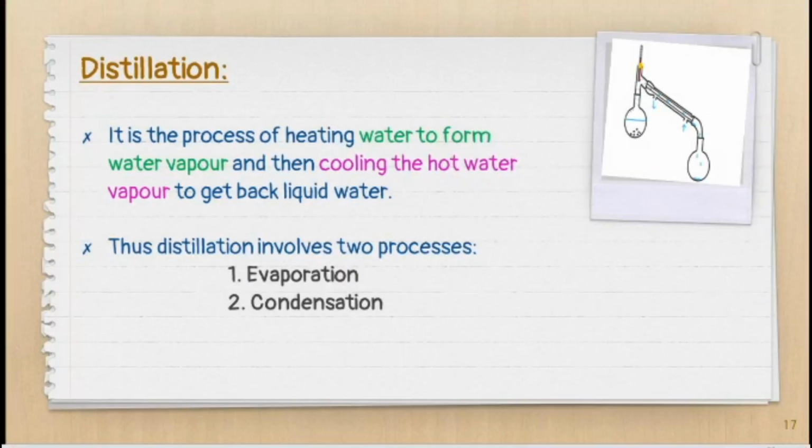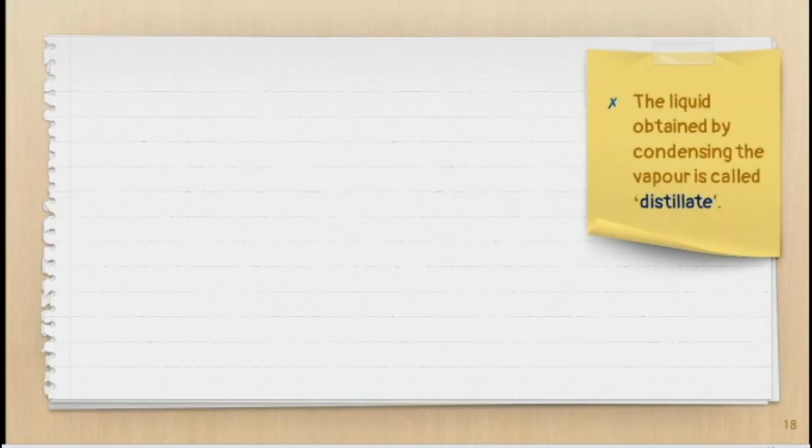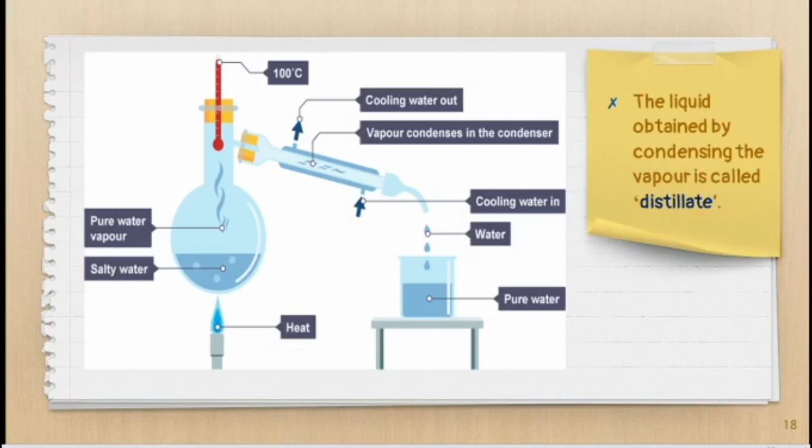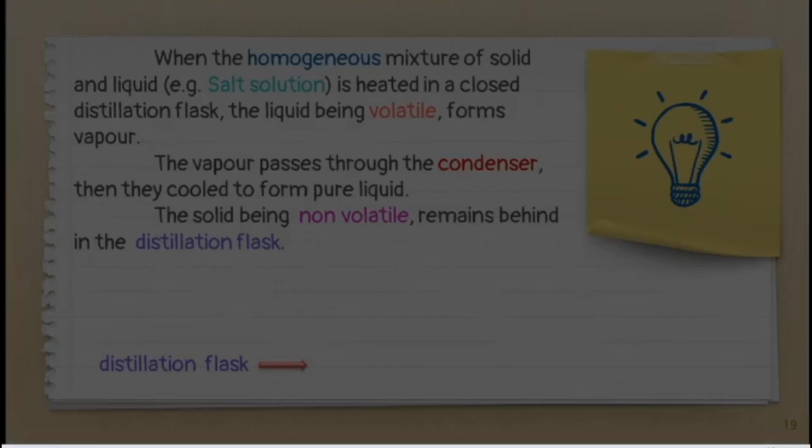Next, distillation. Distillation involves two main processes, evaporation and condensation. It is the process of heating water to form water vapor and again cooling it to get the vapor back into liquid. So this is the setup of the distillation. The sample we get after distillation is called a distillate.